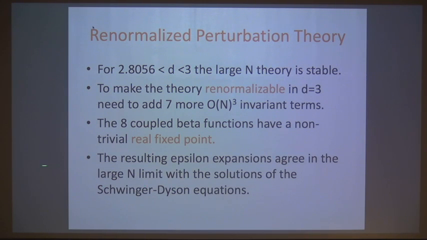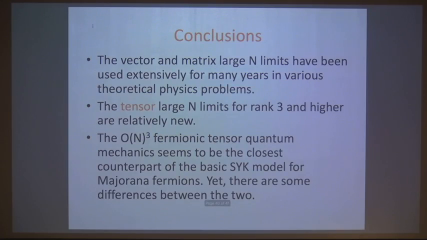By the way, for n equal 1, this theory is just a phi-6 theory, which goes over in two dimensions to the tricritical Ising model. So the critical d probably decreases with n. So theories with small n may actually exist all the way down to two dimensions.